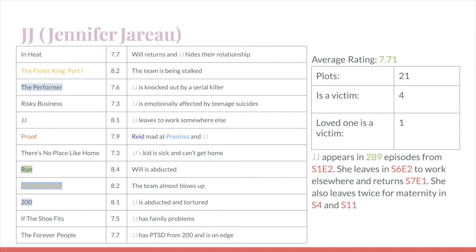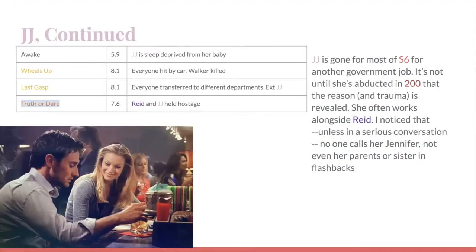Run is, as I said, Will is abducted, replicator team almost blows up, and in 200, it's JJ's turn to be abducted and tortured. And then in The Forever People, she has PTSD from that episode. And then in Truth or Dare, as I said, Reid and JJ are held hostage. And so JJ is gone for most of season 6 for another government job, and it's not until she's abducted in 200 that the reason and trauma is revealed.